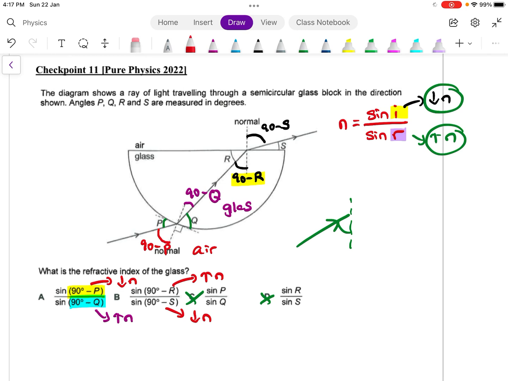So for option B, when you do your calculation, if they give you some numerical values, you will get a refractive index of less than 1, which is not the answer, because the refractive index must minimally be equal to 1 or more. Alright, so B shouldn't be the answer. So the answer should be A.